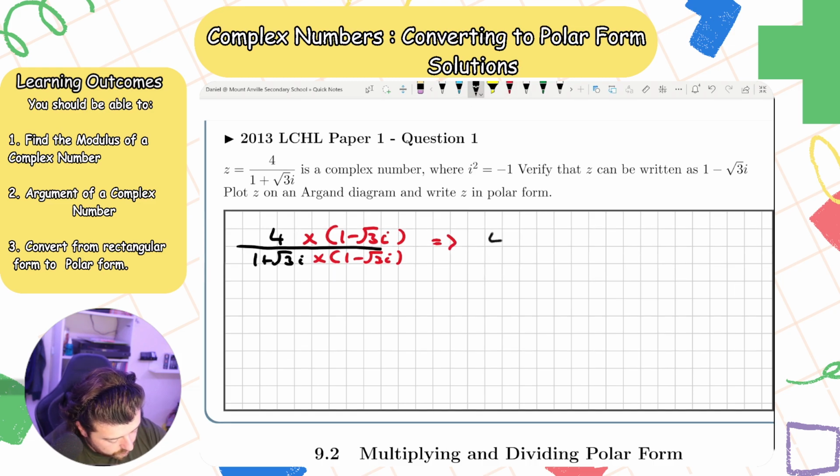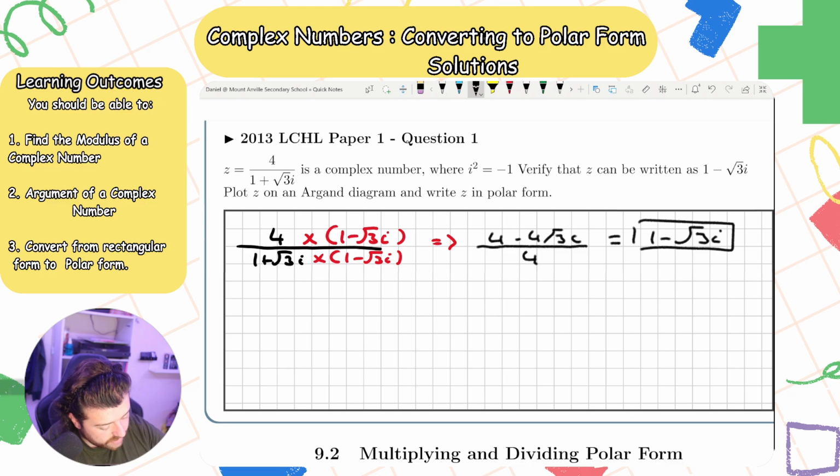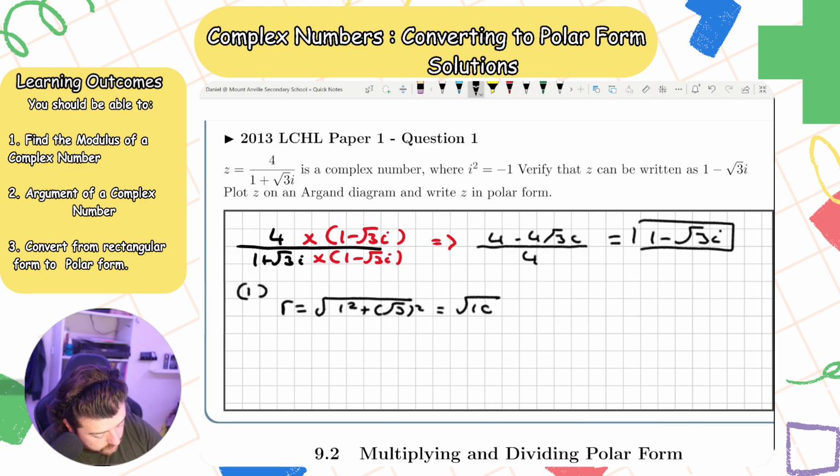That is going to be equal to 4 minus 4 root 3i. And the bottom, when you multiply it out, will end up equaling 4. So multiply it for yourself, but the bottom is going to equal 4. Divide 4 in, I have 1 minus root 3i. And I've just proven that. Then we need to plot this on an Argand diagram and write it in polar form. So let's write it in polar form. My modulus is the square root of 1 squared plus root 3 squared, which is equal to root 4, which is 2. Let's calculate my argument.